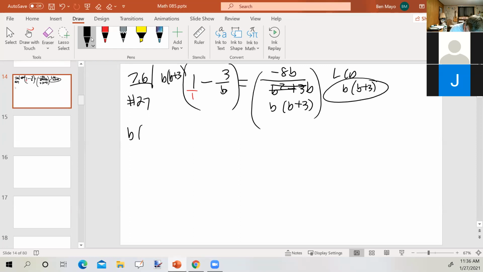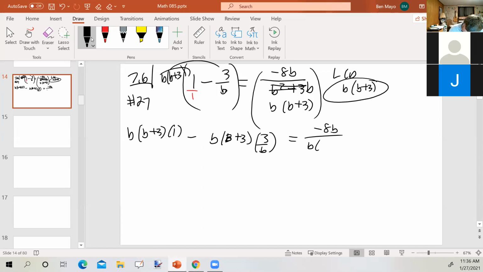So I've got b times (b plus 3) times 1, minus b times (b plus 3) times 3 over b, equals negative 8b over b times (b plus 3), times (b plus 3).